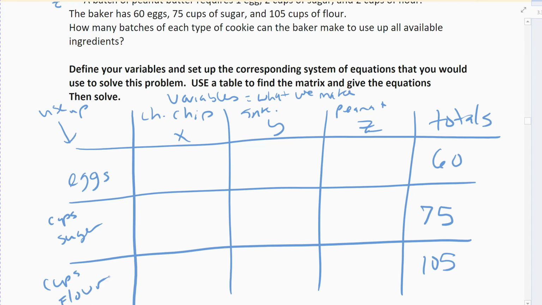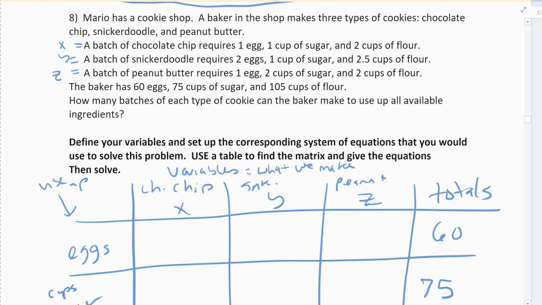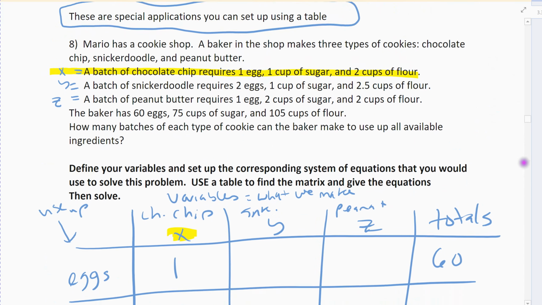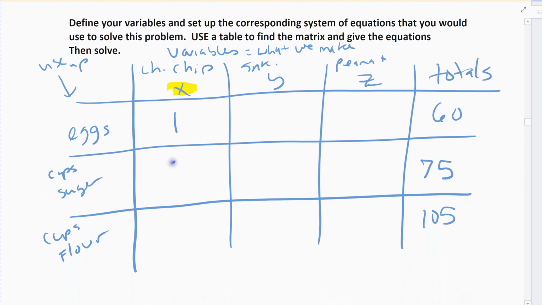Now the values go with my variables, and I read down my list. My X represents my batch of chocolate chip. When I'm creating one batch of chocolate chip, I use 1 egg, 1 cup of sugar, 2 cups of flour. That's what goes down here, my values. So for each of my X values, 1 egg, 1 cup of sugar, 2 cups of flour.